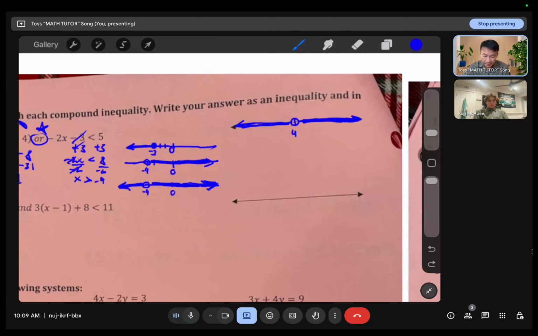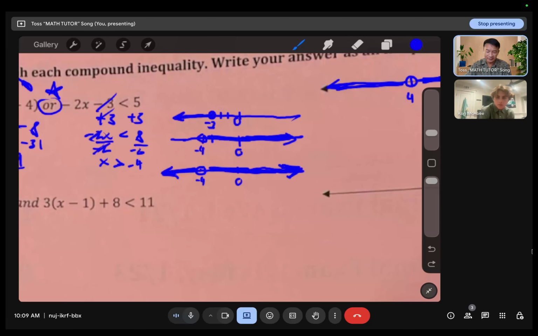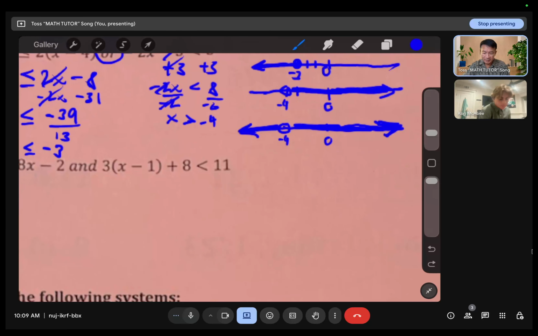If it were an and one more time, the and would have been this little gap here. It would be between -4 and 3 where they overlap. The and will be where they overlap. I know it's ironic, like I said, right? And should be like everything, right? No, it's actually or. That's why I always got confused when I was learning this also.